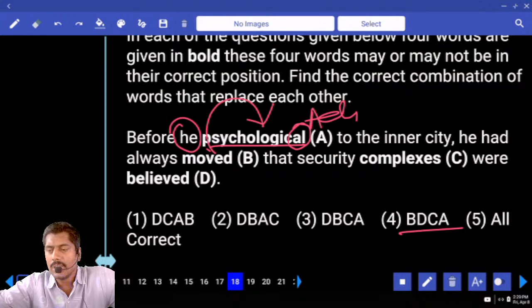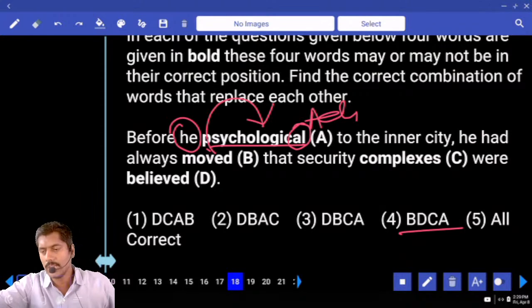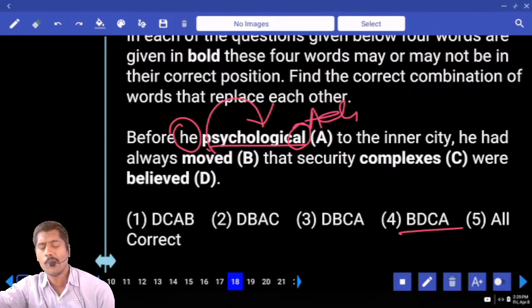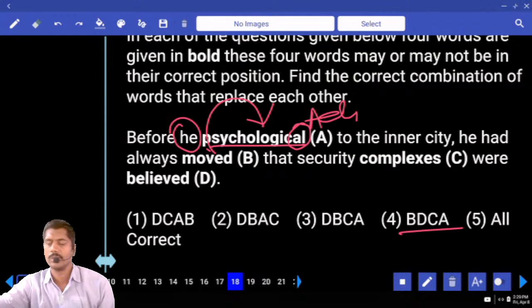Before he moved to the inner city, he had believed that security complexes were psychological. Fourth option.